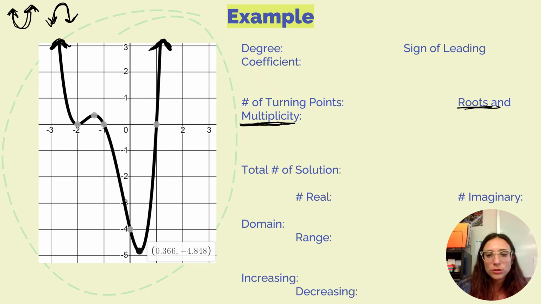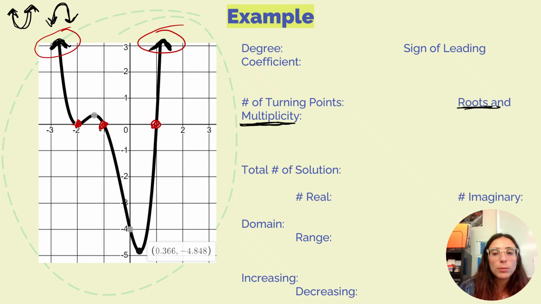Roots and multiplicity. So what we're going to do is look where we cross the x-axis. We're going to identify our real roots, and we're going to say how many times we have those real roots. So here I cross the x-axis. I touch it here, I cross it here, and I cross it here. So it looks like I have 3 roots, but remember, this looks even because of the end behavior. So really, I should probably have an even number.